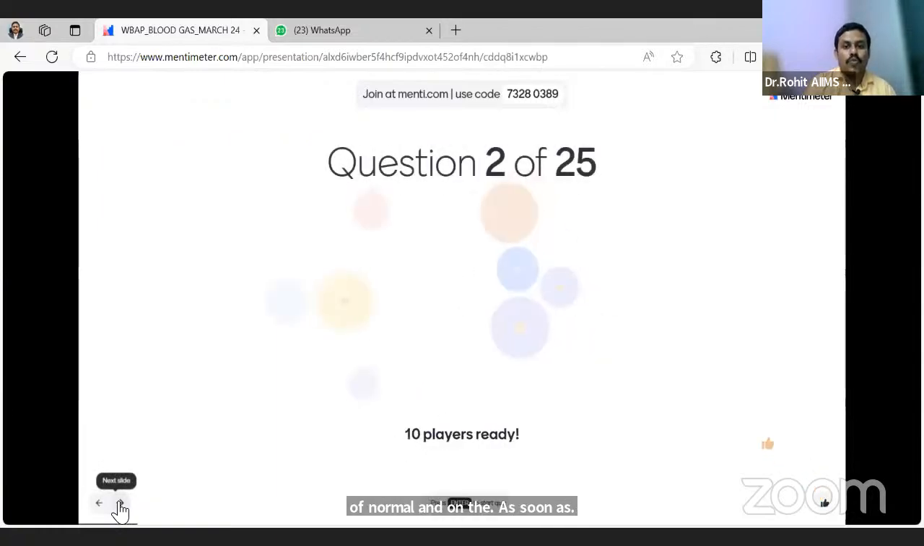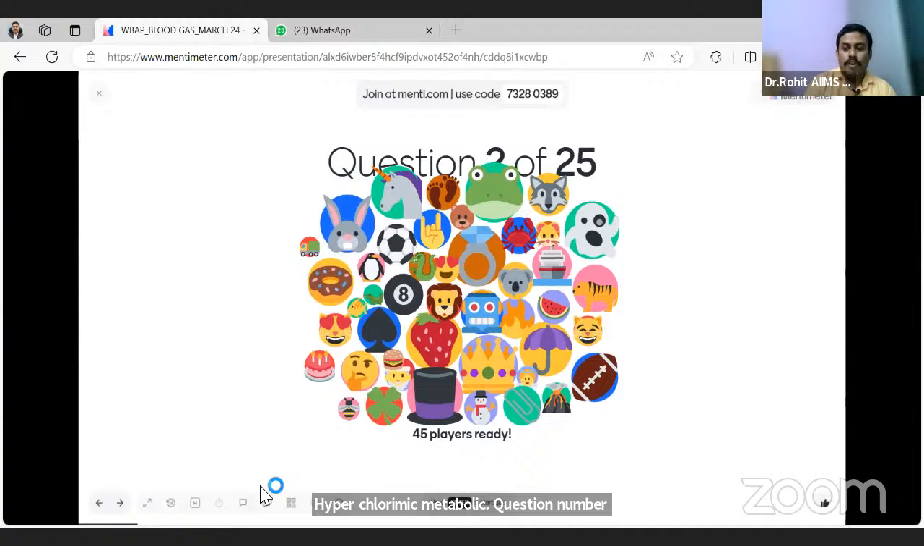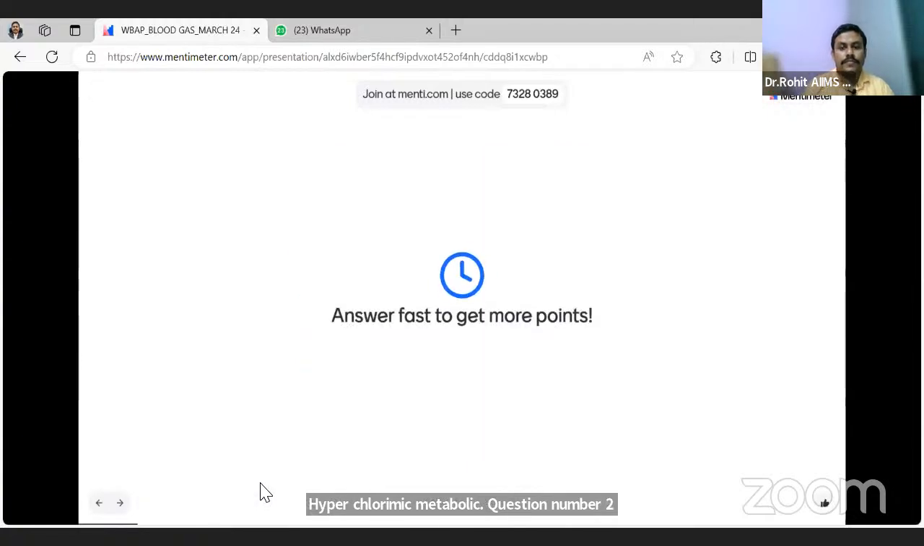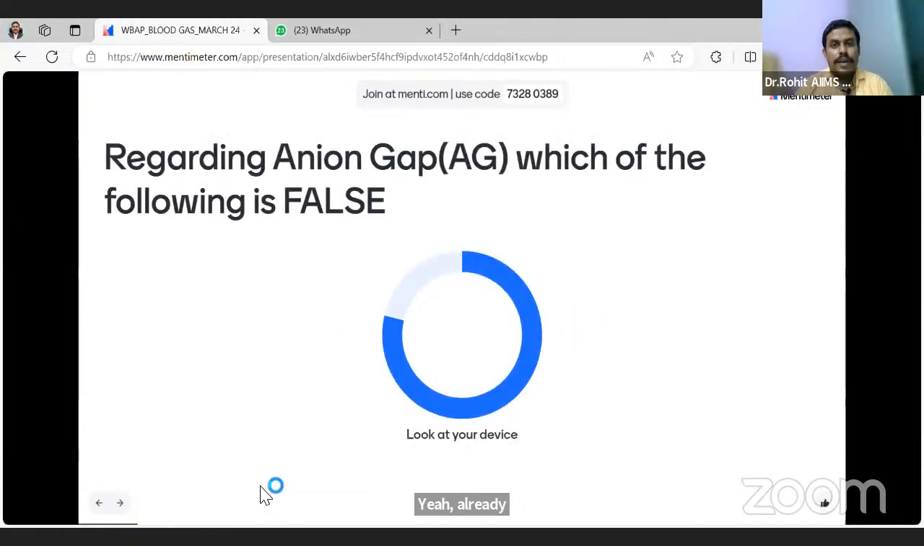Question number 2. Regarding anion gap, which of the following is false?